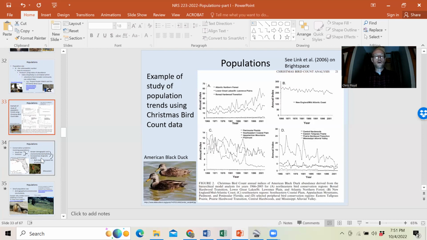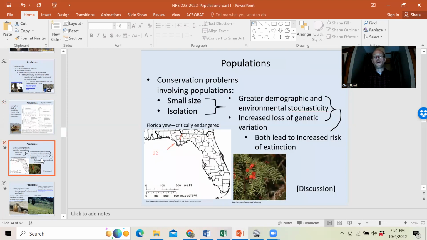So in the next video, we'll think about some of the problems with conserving populations, in particular when populations are of small size or are isolated. And we'll think about why that is a problem.